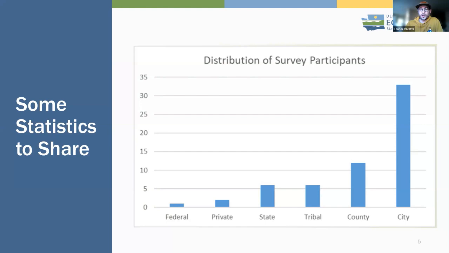The chart here shows the distribution of survey participants and the agencies and organizations that they belong to. We had 33 cities, 12 counties, 6 tribal and 6 state agencies, 2 consulting firms, and 1 federal agency. Overall, we feel confident about the positive response to the project and that the distribution of participants is representative of wetland data users in our state as a whole. And that's kind of discluding consultants that would be in the private section, but we didn't get a whole lot of feedback of interest from them, but we did have some participants, as you can see.